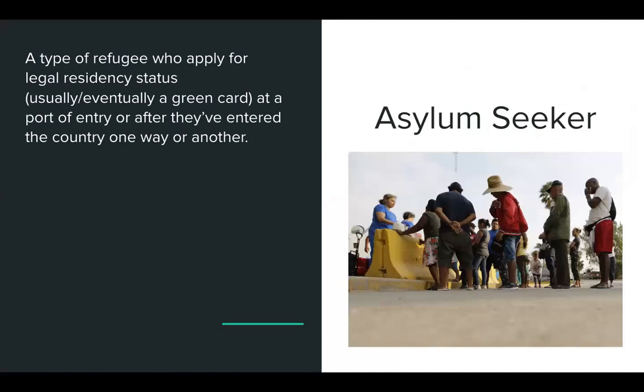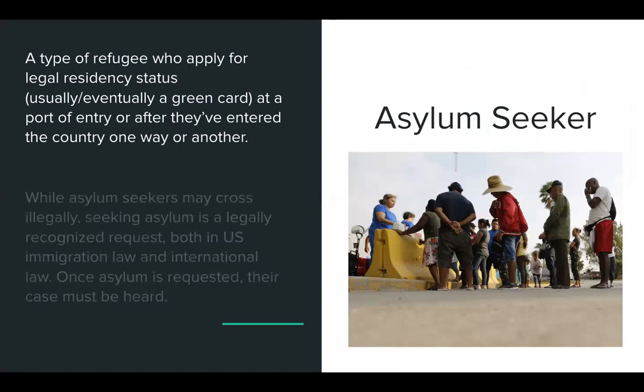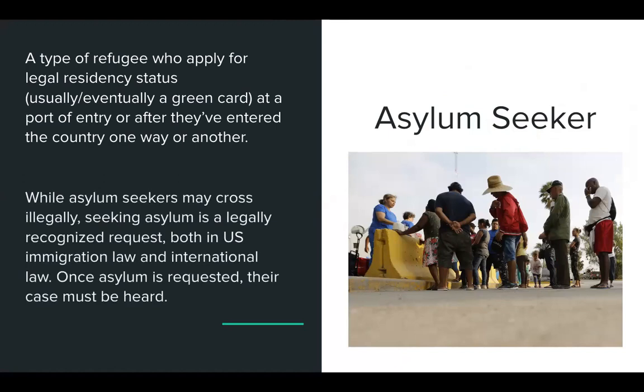So next we'll talk about asylum seekers. Asylum seekers are a type of refugee who apply for legal residency status at a port of entry or after they've entered the country, either legally or illegally. Asylum seekers have often been portrayed as illegal immigrants, but crossing a border to then claim or seek asylum is a legal action. It's something legal they can do.